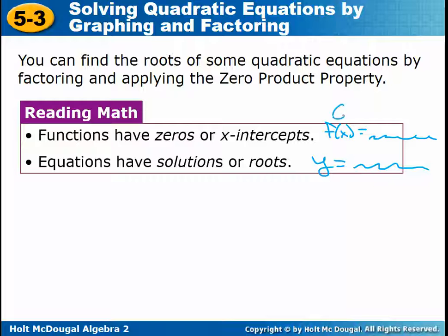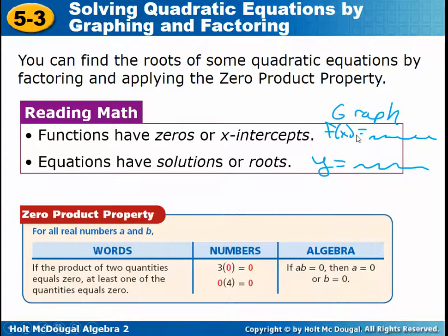If we have a graph, we would talk about zeros or x-intercepts. If we have just the equation given and without even talking about it being a parabola, then we would just talk about the solutions or roots. The zero product property says that if you have two things multiplied equal to 0, then one of them has to be 0. Like if you have x minus 2 times x plus 4 equal to 0, that means either x minus 2 equals 0 or x plus 4 equals 0. One of those has to be true.